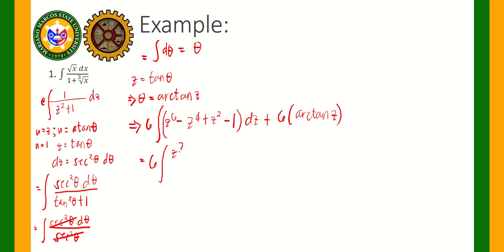integration. This will be equal to z raised to 7 over 7 minus z raised to 5 over 5 plus z cubed over 3 minus integral of dz is equal to z. And then we add c. 6 arctan z. Okay. So, mamaya na tayo mag-simplify. Substitute back muna natin si z. Ano ba si z? Okay.